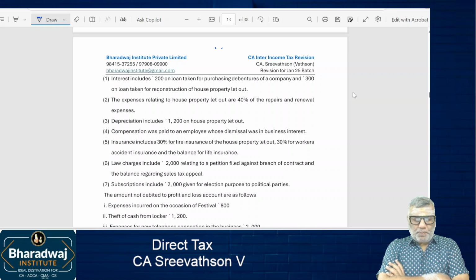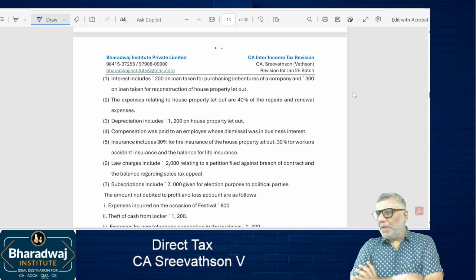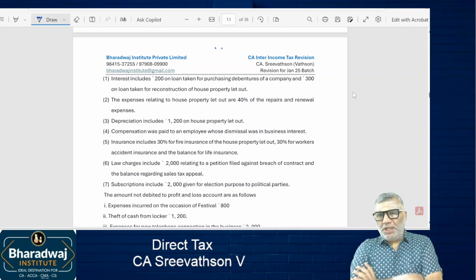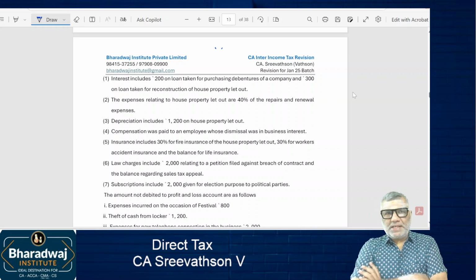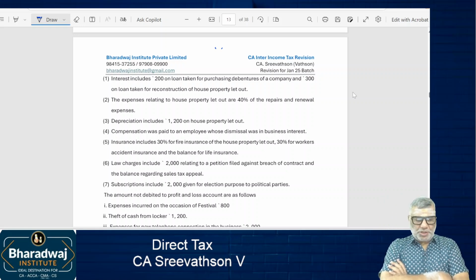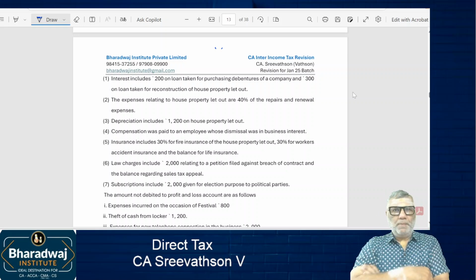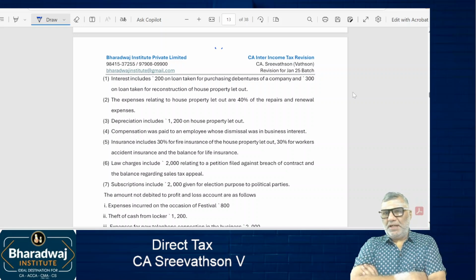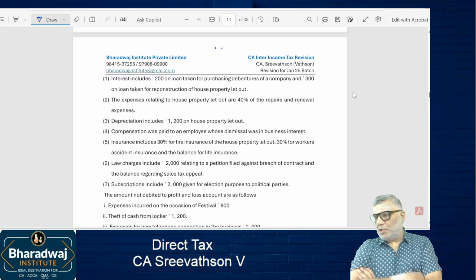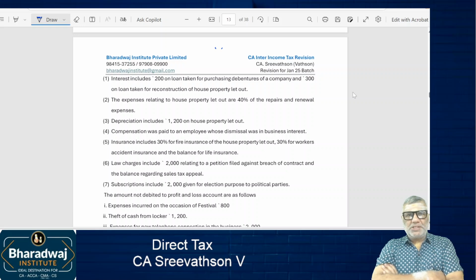Compensation was paid to an employee whose dismissal was in business interest. That is known as retrenchment compensation, where an employee is sent out. It is a normal business expenditure. Legal charges include 2,000 relating to a petition filed for breach of contract and the balance regarding sales tax appeal. Both are allowed. As compensation received is an income, so is the compensation paid also. Compensation received is a business income. Compensation paid is a business expenditure.